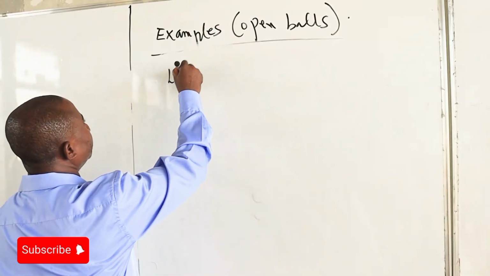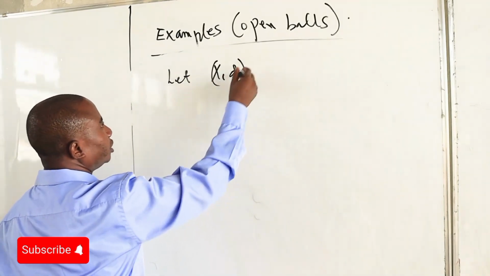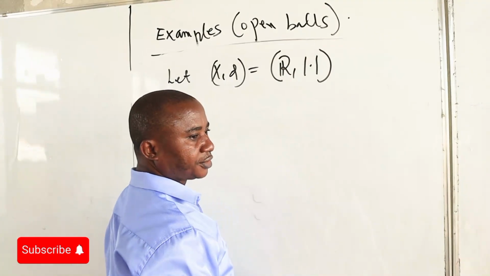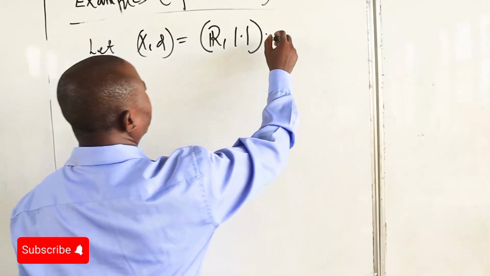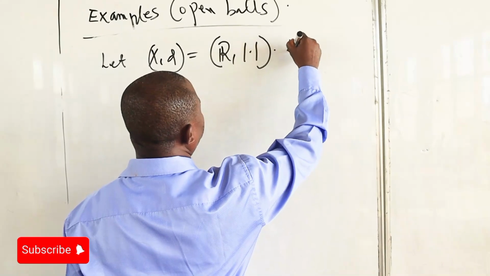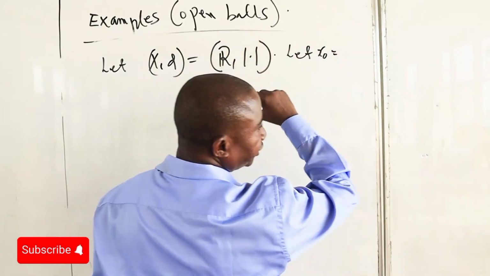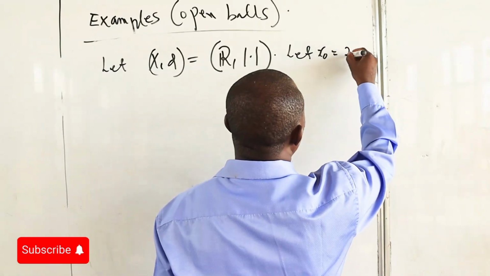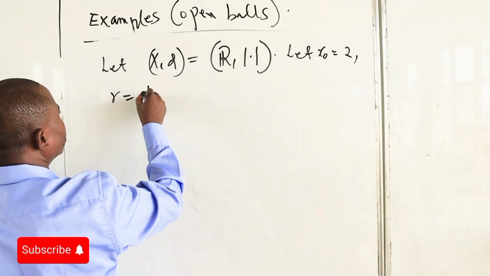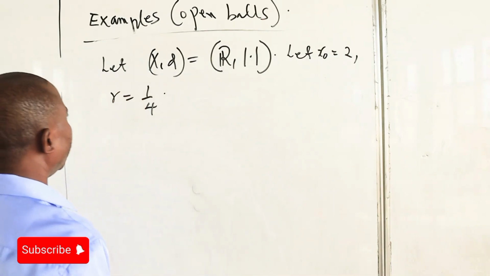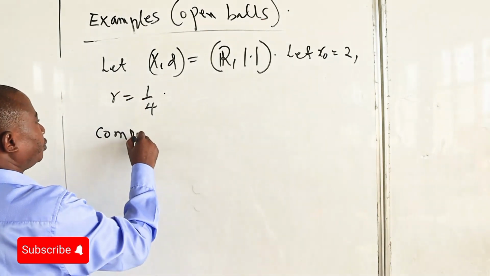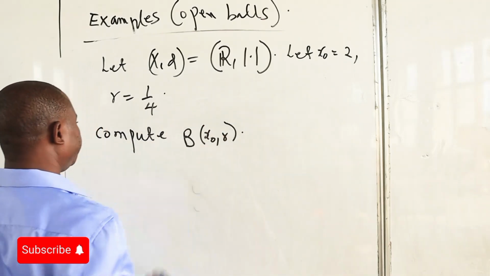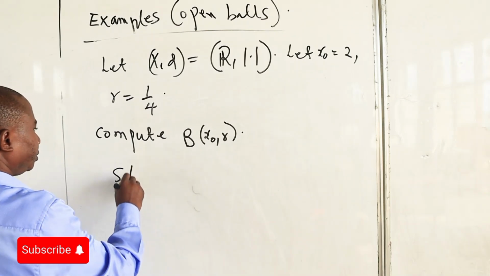This time we take X, d to be the set of real numbers together with the usual metric on R, which is the absolute value. We also take x naught, like the first example we took regarding the discrete metric. We take x naught to be 2, and we take r also to be 1/4. Our goal is to compute the open ball with center x naught and radius r. Solution.